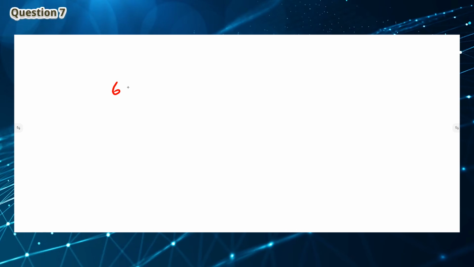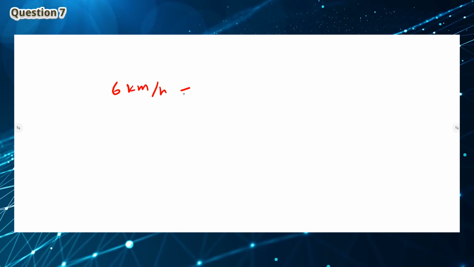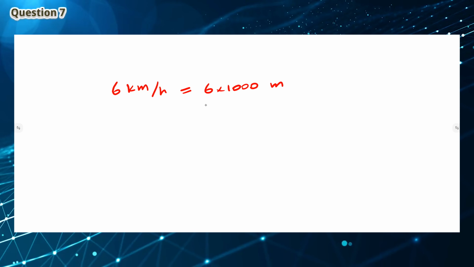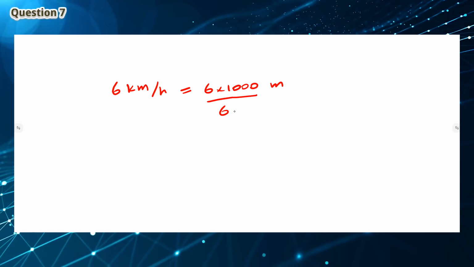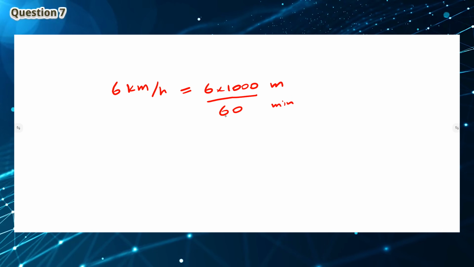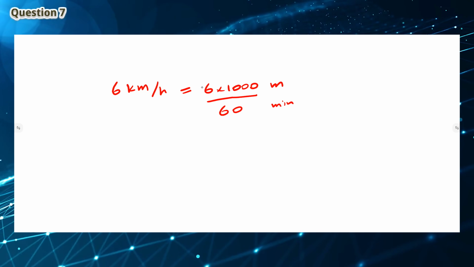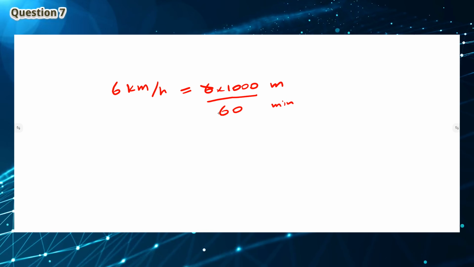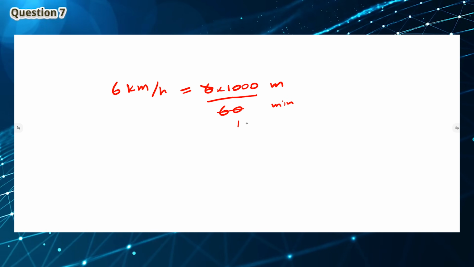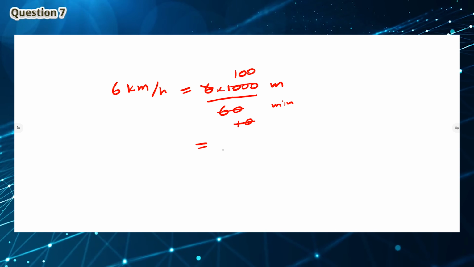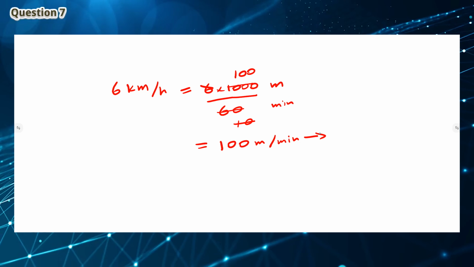There are 1,000 meters in a kilometer. So 6 kilometers is 6 times 1,000 meters. And there's 60 minutes in an hour. So 1 hour is 60 minutes. So we get the fraction 6 times 1,000 on 60. This simplifies to 100 meters per minute, which means the answer is B.